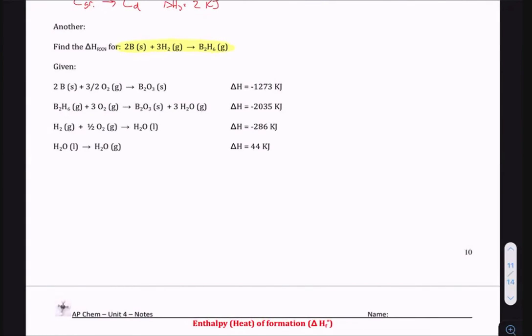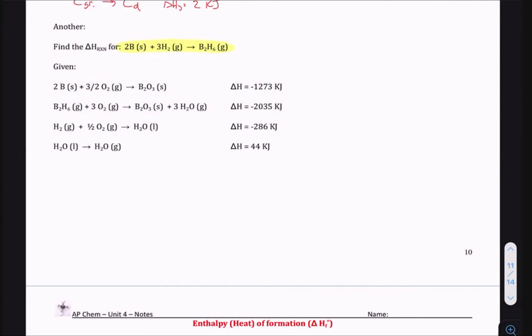So the biggest thing I see here is this formula B2H6. B2H6 has to be on the product side, and here it is on the reactant side. So right away I know that this second reaction has to be flipped. I know the first reaction is written in the correct direction because boron solid is a reactant. So let me just start with that.